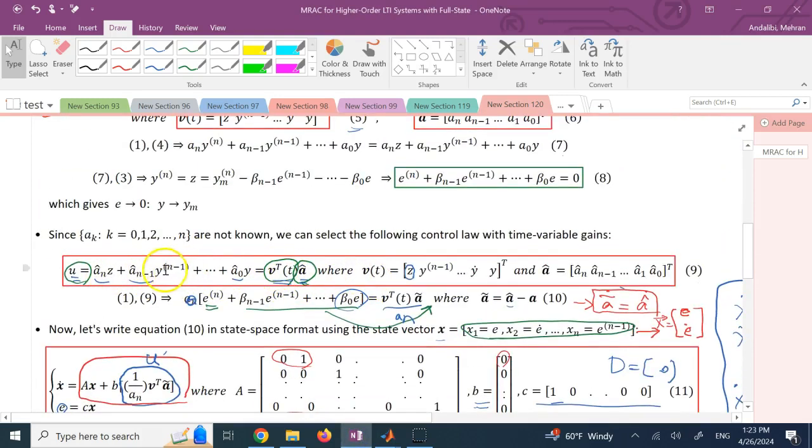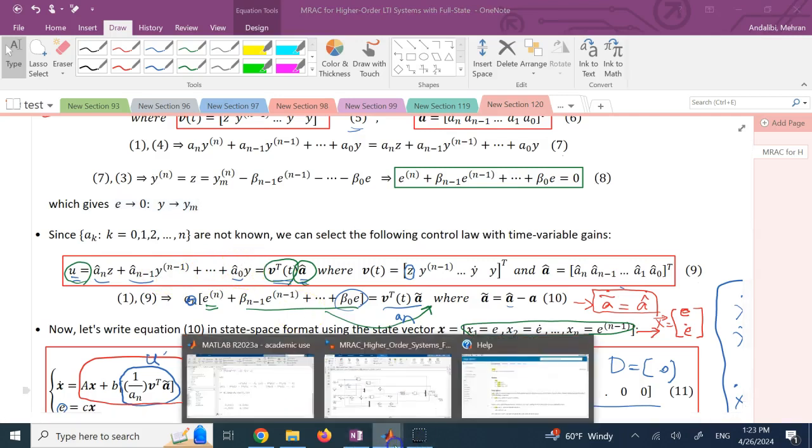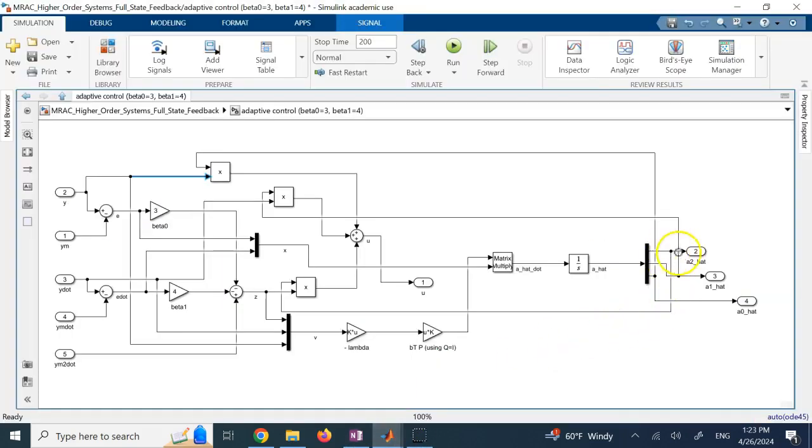My control law is a2 hat times z plus a1 hat times y dot plus a0 hat times y. And that is exactly what I did. A2 hat here is taken to be multiplied by z. A1 hat is taken to be multiplied by y dot, and a0 hat here is taken to be multiplied by y.